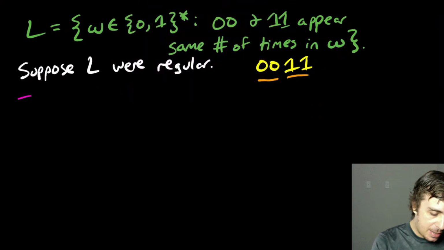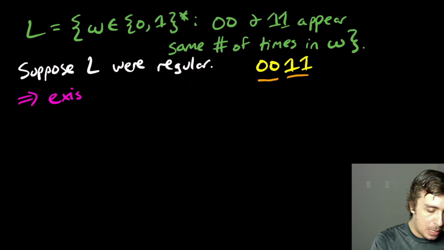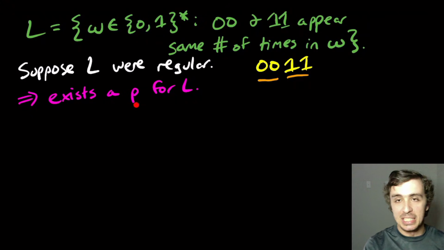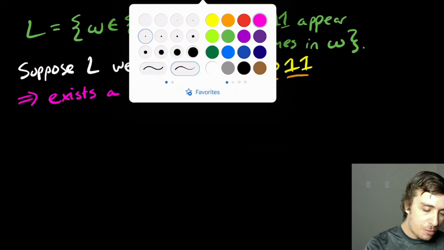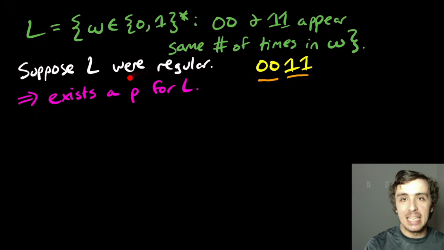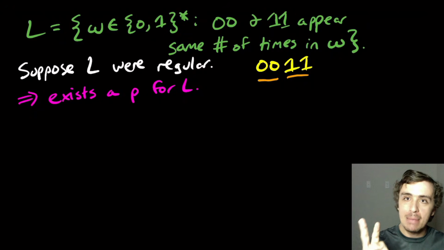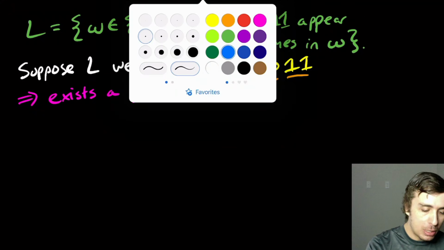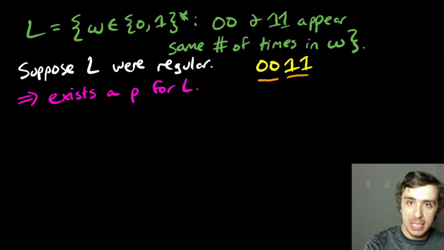Then that means that there exists a pumping constant P for L. I'm just going to abbreviate it as "exists a P." So we need to find a string that is in the language and has length at least P. So it has to have the same number of 0,0 occurrences as 1,1 occurrences. And there's a lot of different strings that you can actually pick in this particular case.